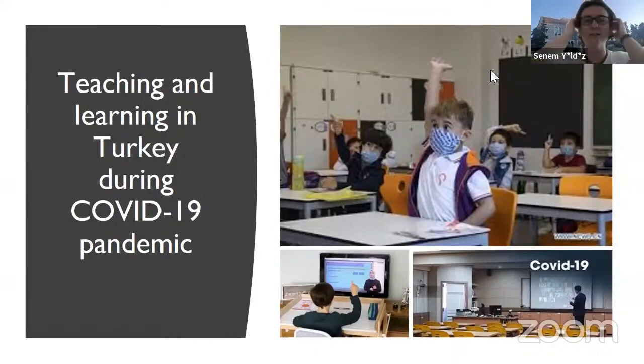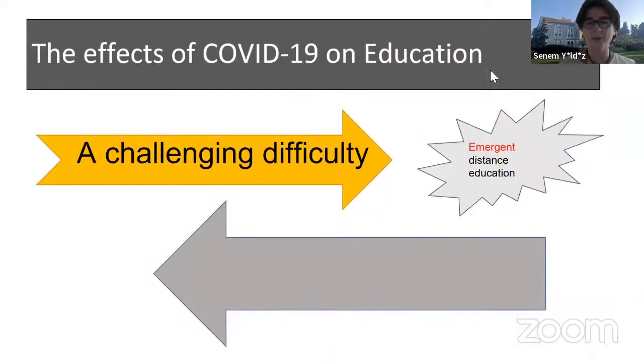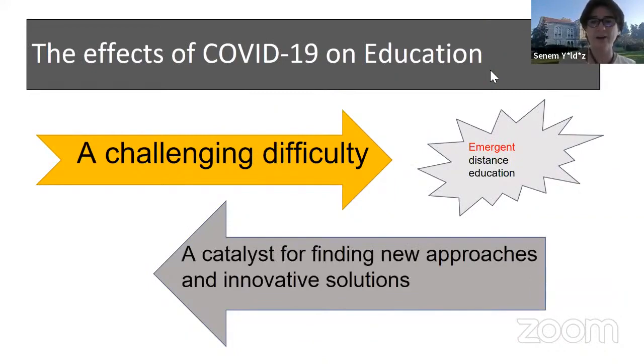The Ministry of Education has led us to certain resources such as EBA. There was also the Fatih project where technology was being integrated into schools. So there was some experience at that level, but still nothing was really very easy. So it was a challenging difficulty, but at the same time, it was a catalyst for finding new approaches and innovative solutions. We cannot really say that the Ministry of Education did help tremendously. So many teachers had to find their own ways, their innovative solutions in reaching their students.